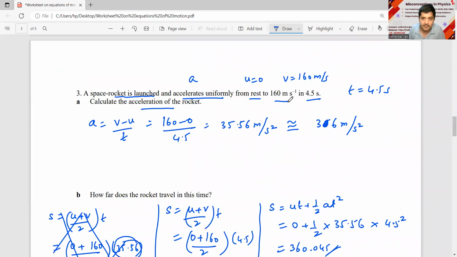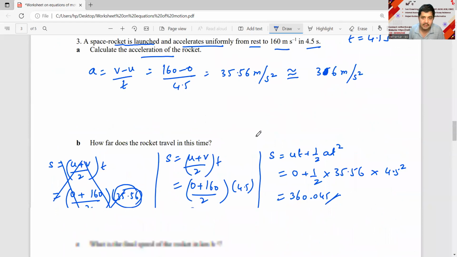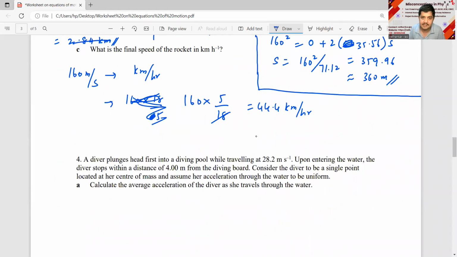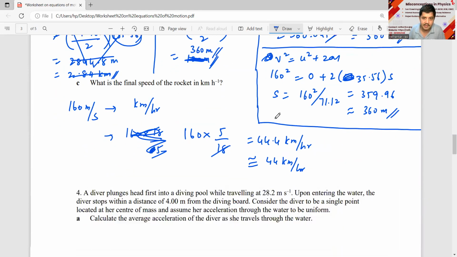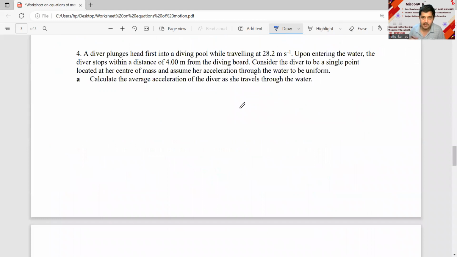Now, how many significant figures? Here 2, here also 2. So I will keep this only as 44 kilometer per hour. Here also, you see, I kept this at 360. And here also, I should not write so much. I should write this as 360 meters only. Okay, two significant figures. Okay, so we have done the third one. Now, let us look at the fourth one.